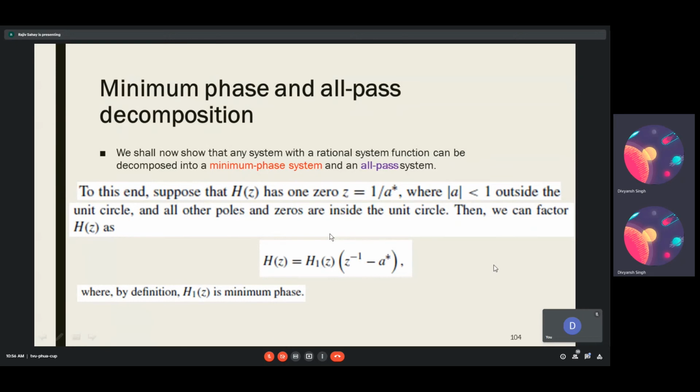So this is the most important part of this chapter, where I'm trying to connect all-pass systems, minimum phase systems, and arbitrary systems. This is the trickiest chapter in DSP. That's why I've taken so much time to cover it. Within 2-3 classes, it will be over. But this is the real crux of DSP. Shall I move ahead?